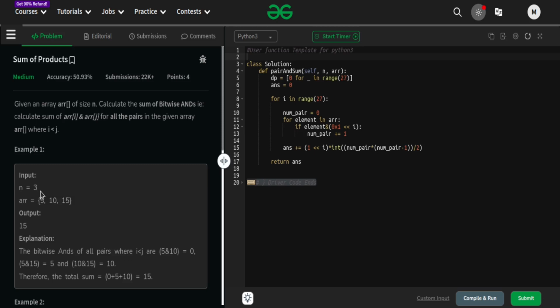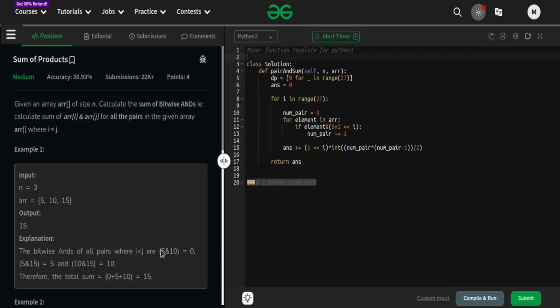So in this example, the array which is given to us is 5, 10 and 15, and the number of elements is 3. The possible pairs over here are 5 and 10, 5 and 15, and 10 and 15.